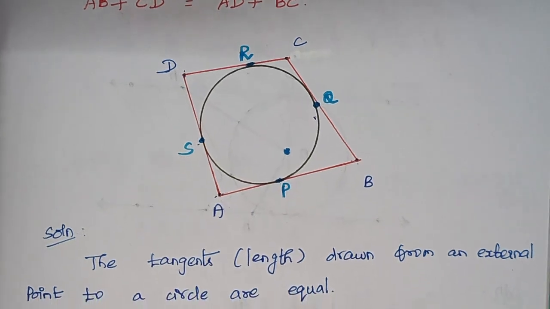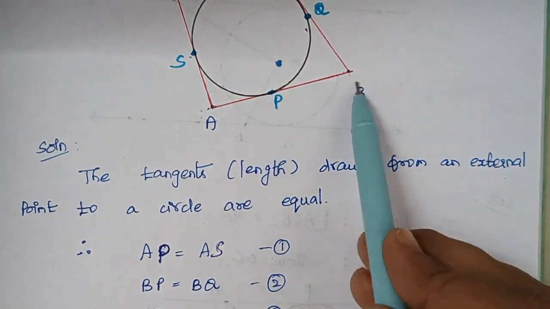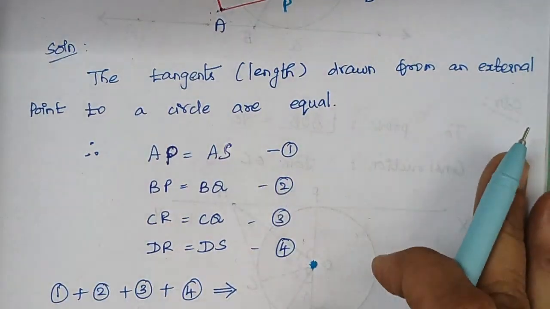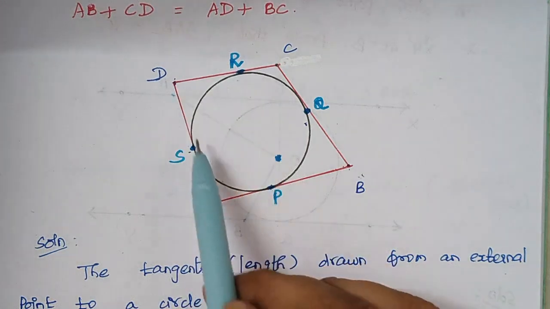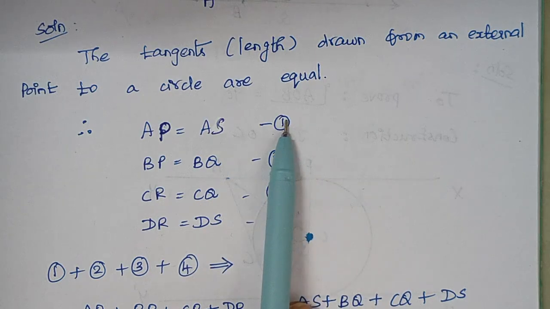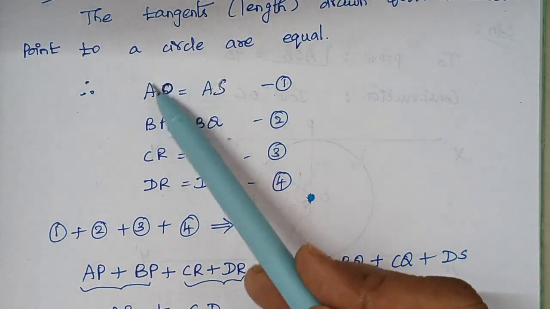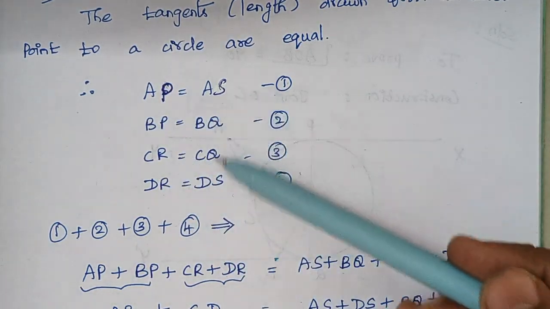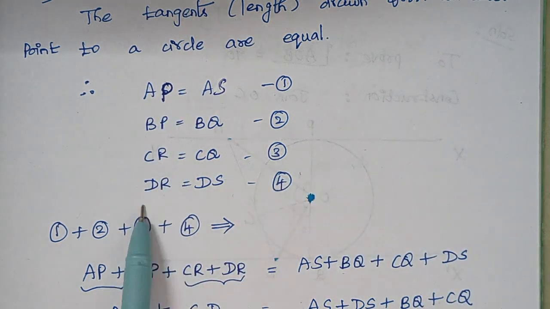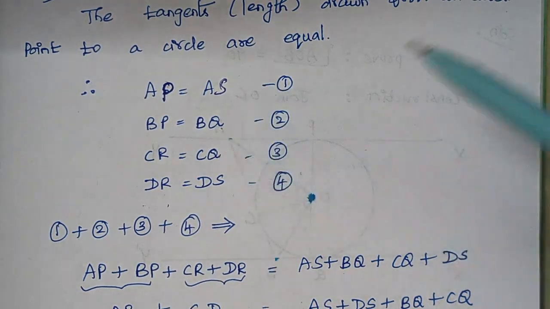They are equal. So here we can write, AP is equal to AS. Similarly, BP is equal to BQ. And CR is equal to CQ. And finally, DR is equal to DS. So just make a note of it. Now we are going to add all these four equations. When you add, we are adding the left hand side terms together, which is equal to the right hand side terms together. So AP plus PB plus CR plus DR is equal to AS plus BQ plus CQ plus DS.